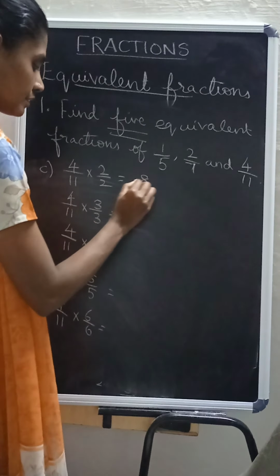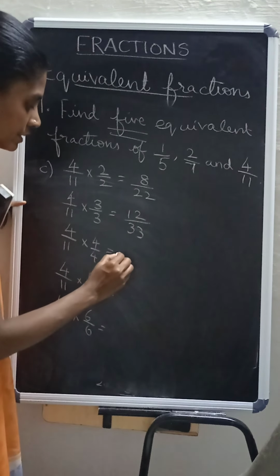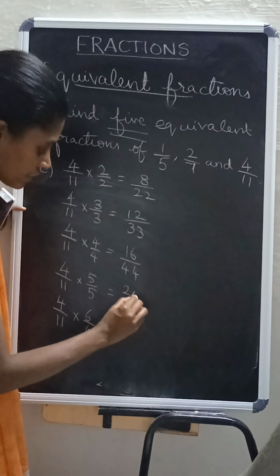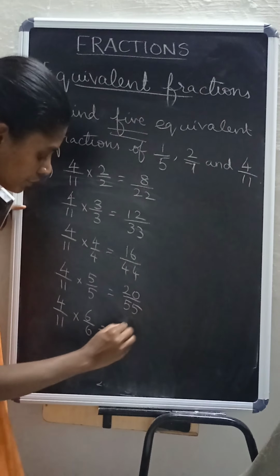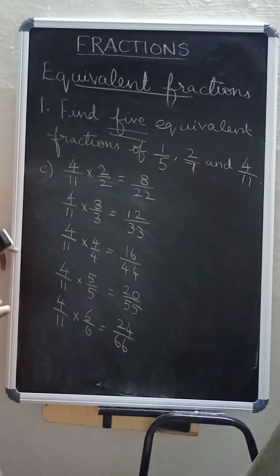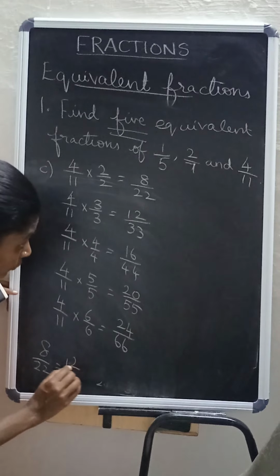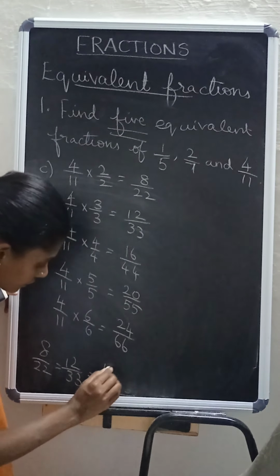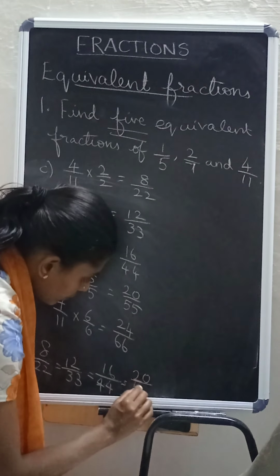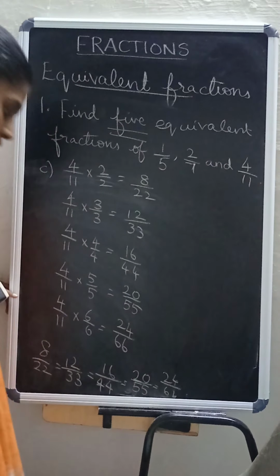4 2s are 8, 11 2s are 22. 4 3s are 12, 11 3s are 33. 4 4s are 16, 11 4s are 44. 4 5s are 20, 11 5s are 55. 4 6 are 24, 11 6 are 66. 8 by 22 is equal to 12 by 33, 16 by 44, 20 by 55, 24 by 66.